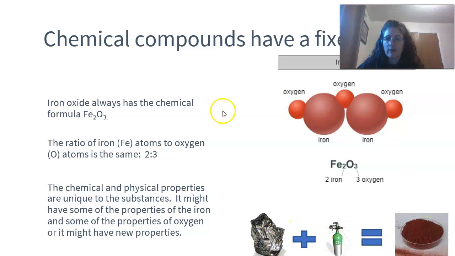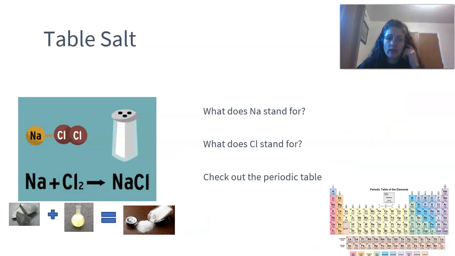And you can see from this example, you can look at it and pause anytime you need. Here's another one. Table salt is NaCl. Notice the N is capitalized, the a is lowercase. The C is capitalized and the l is lowercase. So you can go to your periodic table and you can find Na over here and Cl over there. So we have a metal with a gas, and that's how we get table salt.